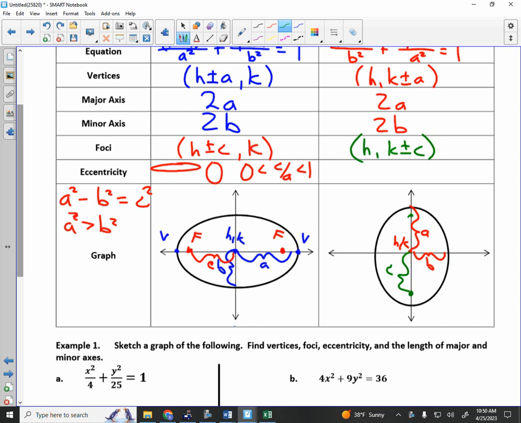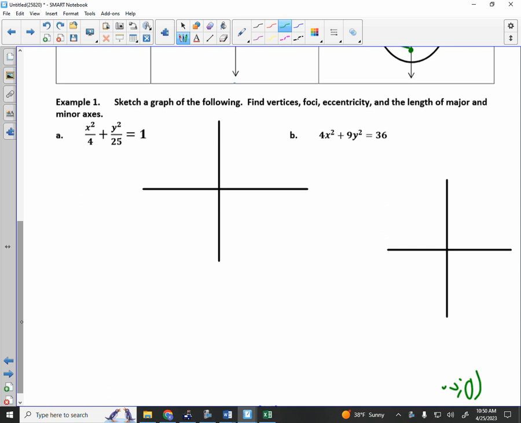So a lot of information to put down. This can be a good reference. Sometimes this makes sense for people, sometimes it doesn't. I tend to not really look a whole lot at this stuff. I just try to think about the big picture, and especially what a and b are. So we're going to identify the center, the vertices, the length of the major axis, the length of the minor axis, the foci, and the eccentricity.